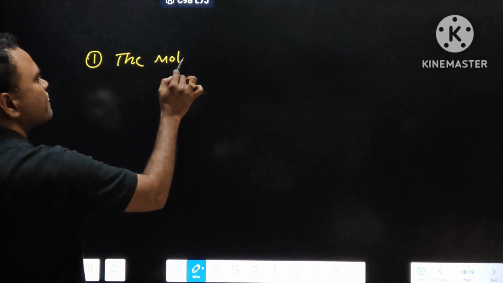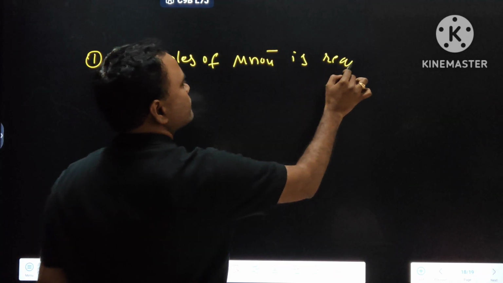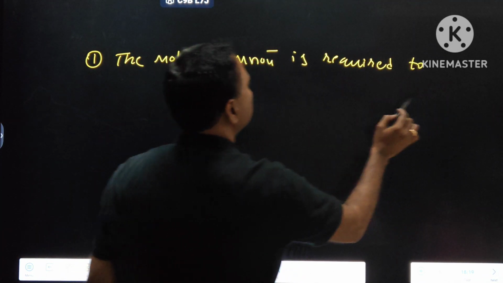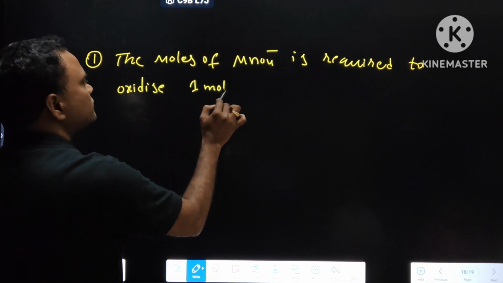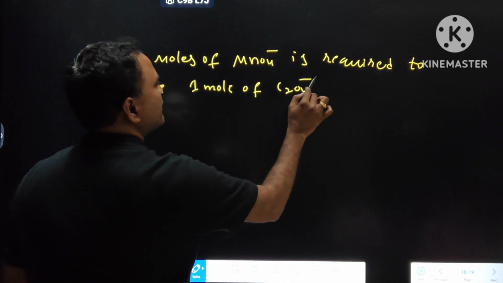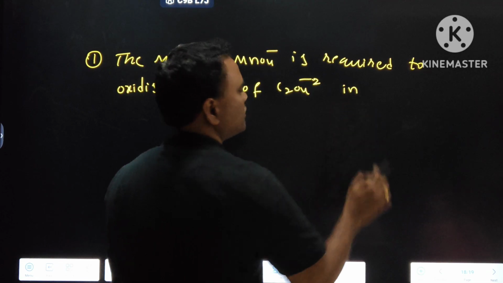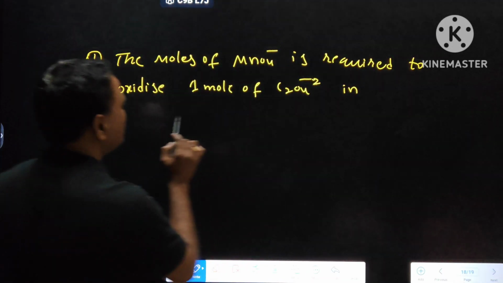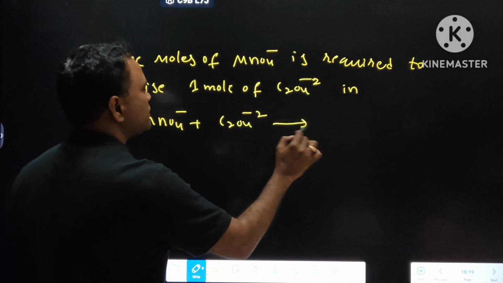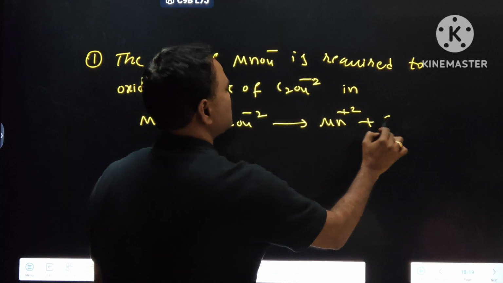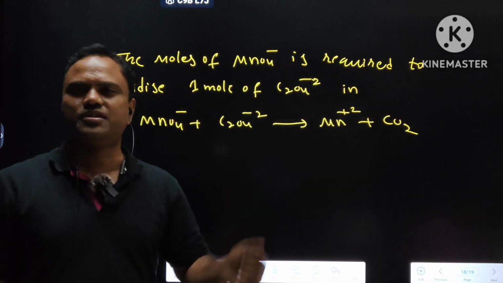The moles of MnO4 minus required to oxidize 1 mole of C2O4 minus 2 in the following equation in acidic medium: MnO4 minus plus C2O4 minus 2 gives Mn plus 2 plus CO2. The equation will be given to you, no problem. Okay, important question, students.